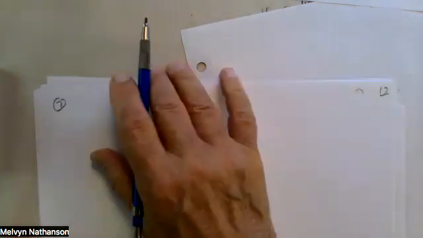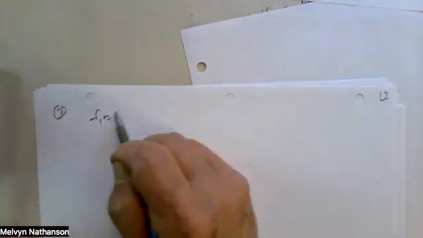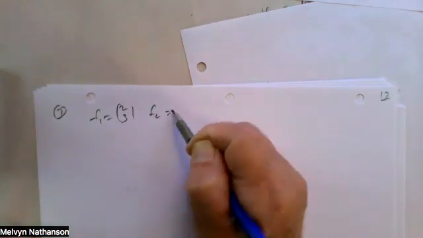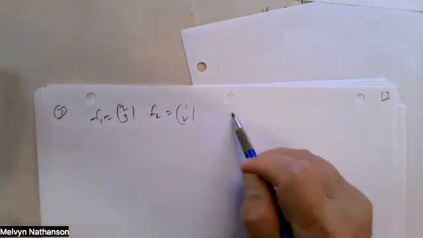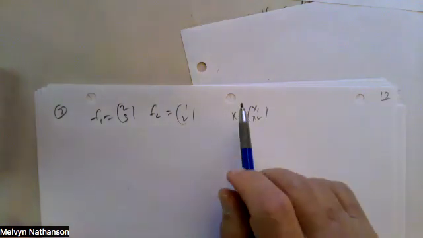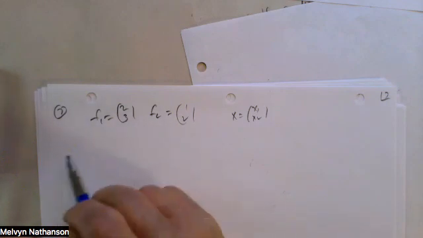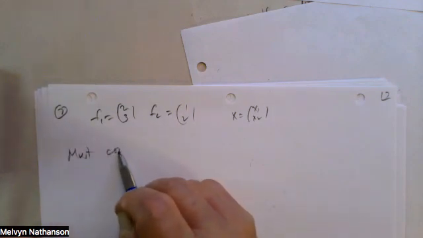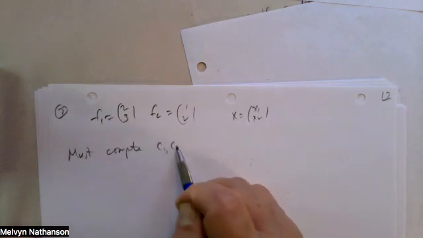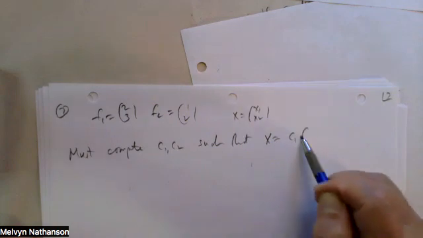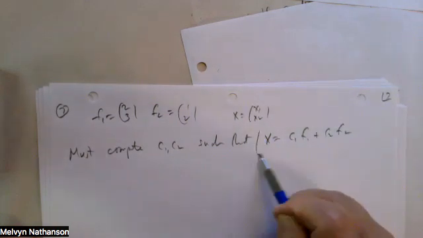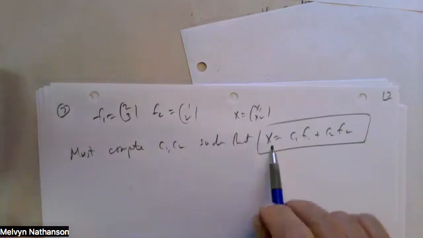So in problem 7, we have vectors f1 is 2, 3, f2 is 1, 2. And if we take a vector x with coordinates x1, x2, we want to show this is a unique linear combination of these two vectors. So we must compute C1 and C2 such that the vector x is C1F1 plus C2F2. Right. That's what we have to do.